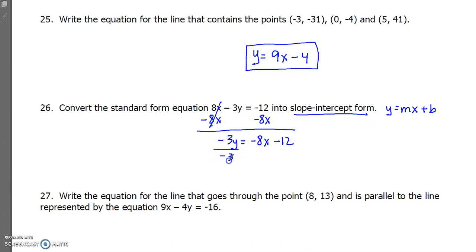Then we divide everything by -3. A negative divided by a negative is a positive. And 8 cannot be reduced by 3, so I'll leave it as 8 over 3. -12 divided by -3 is a positive 4. So there's my answer for number 26.